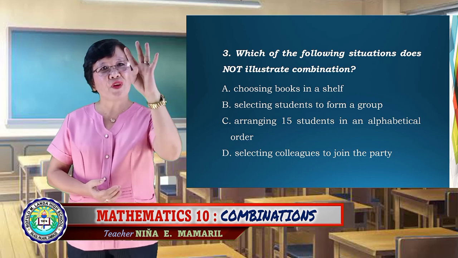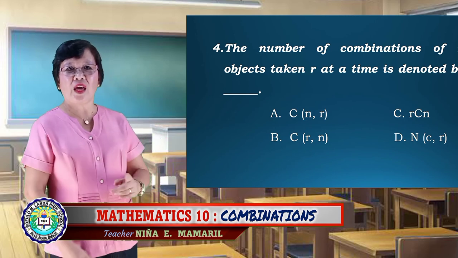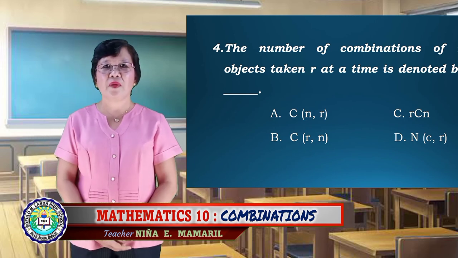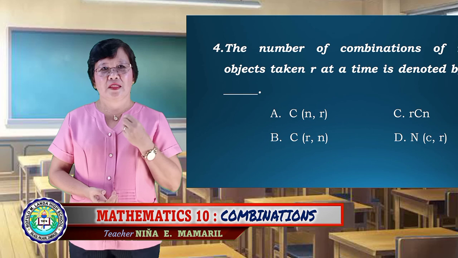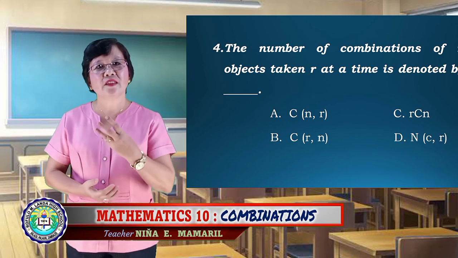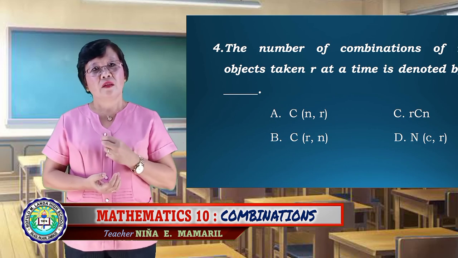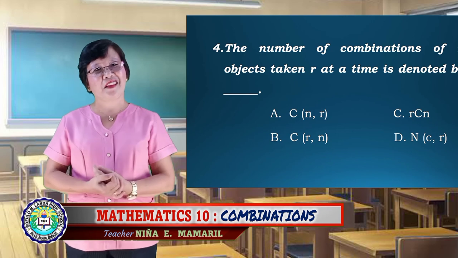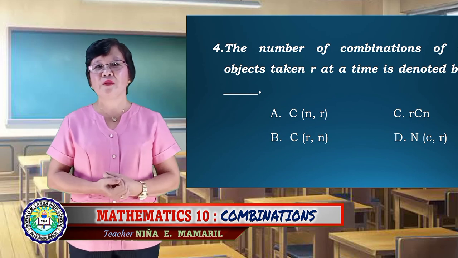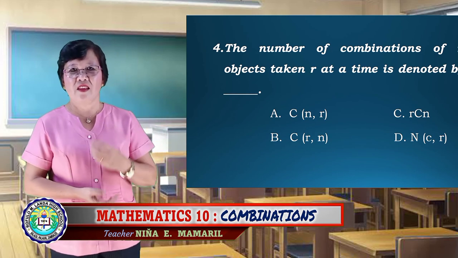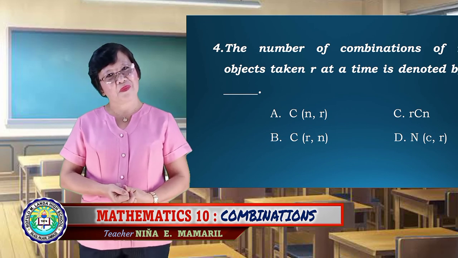Okay, number four. The number of combinations of n objects taken r at a time is denoted by blank. Letter A, C, n objects are taken at a time. B, C, r objects n taken at a time. C, you have r combinations, number of objects. And D, n, you have your C combinations and r taken at a time.